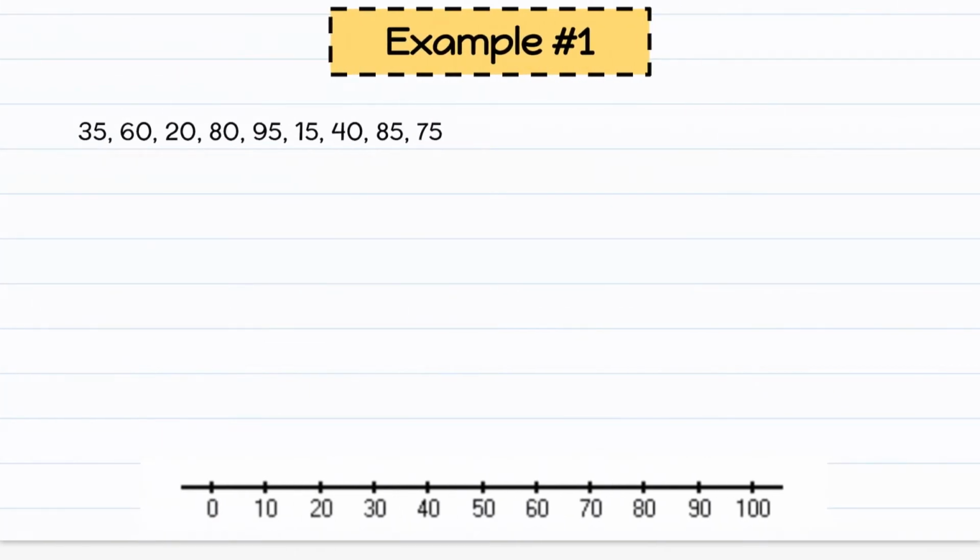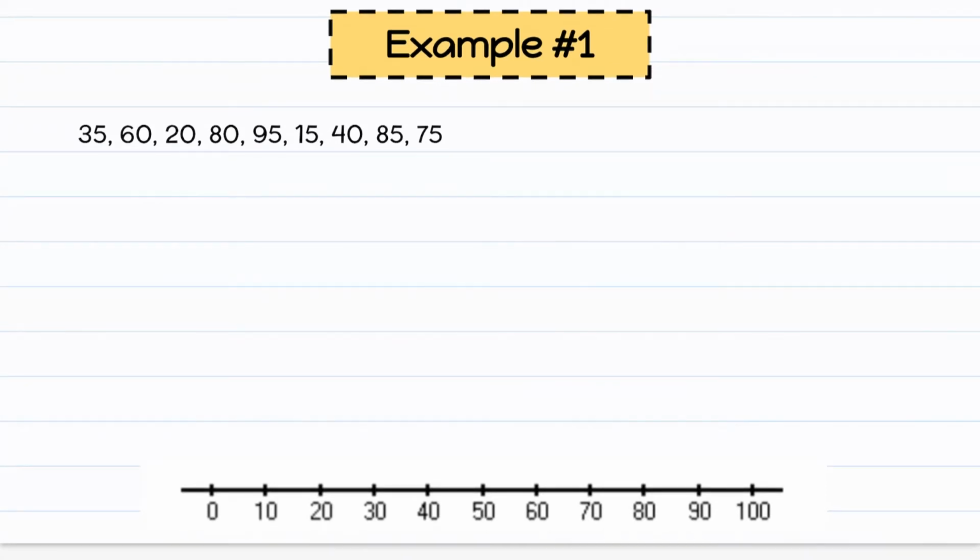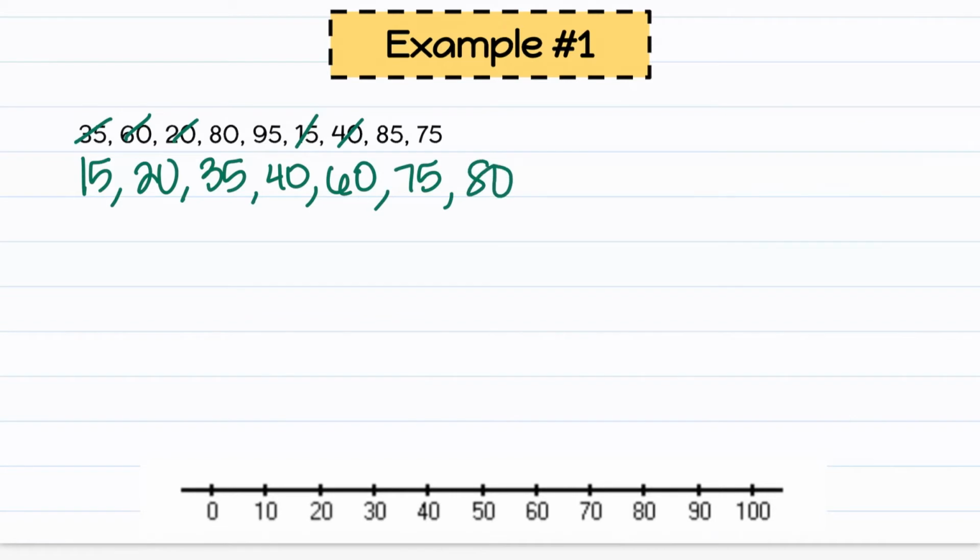So when I'm transferring values from a data set onto a box plot, the first thing that I want to do is to put them into numerical order from least to greatest. This will help me identify my median, my minimum values, my maximums, as well as the quartile values. The smallest value that I see in my data set is 15. So I will represent that first. And then 20, 35, 40, 60, 75, 80, 85, and then 90.